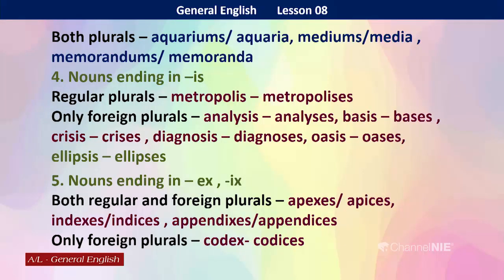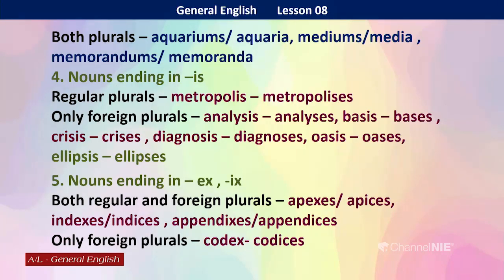Appendix is the singular noun. The last two letters are ix. How do we form the plural? In regular way, we can just add es and form the plural as appendixes. Then in a foreign way, we can omit ix and we can add ices as appendices.